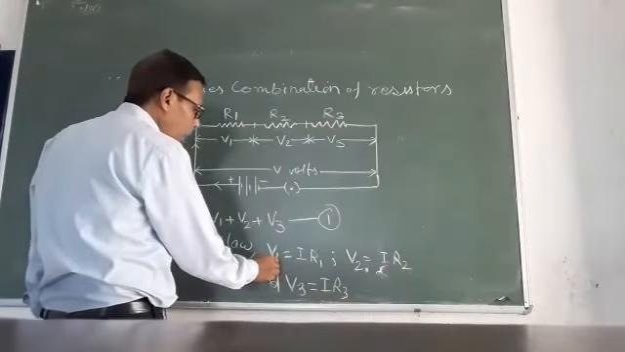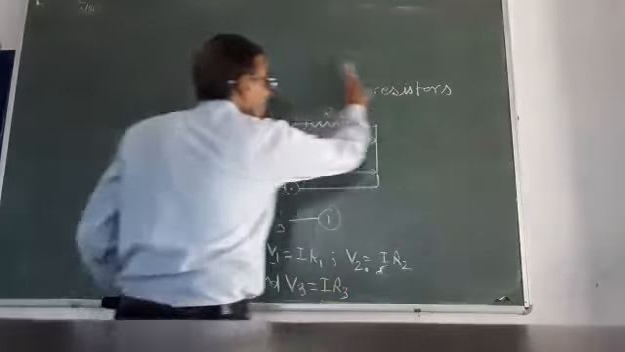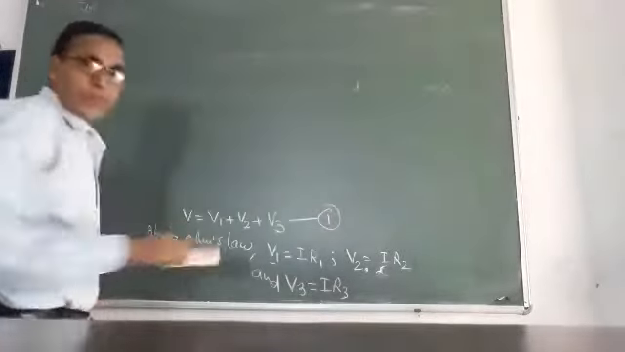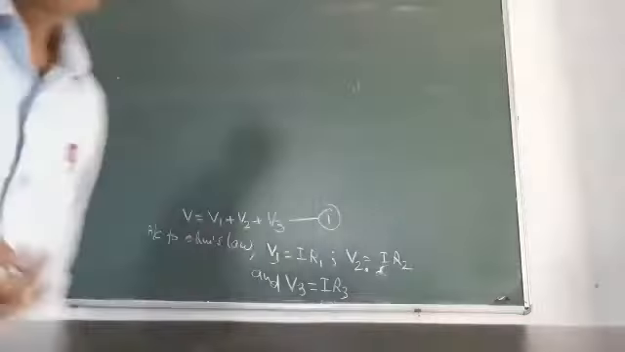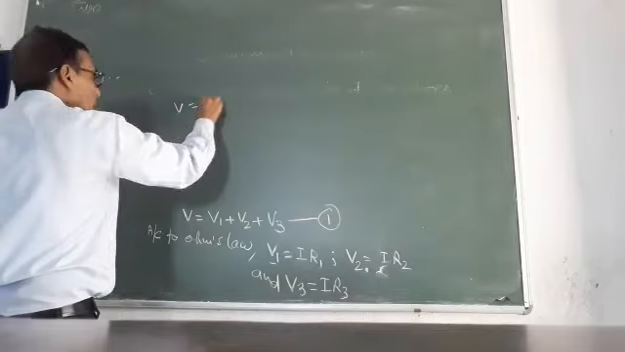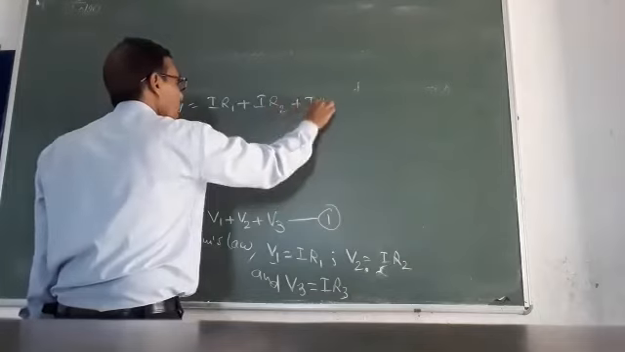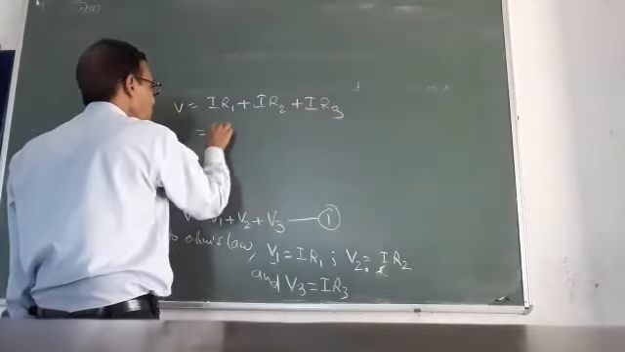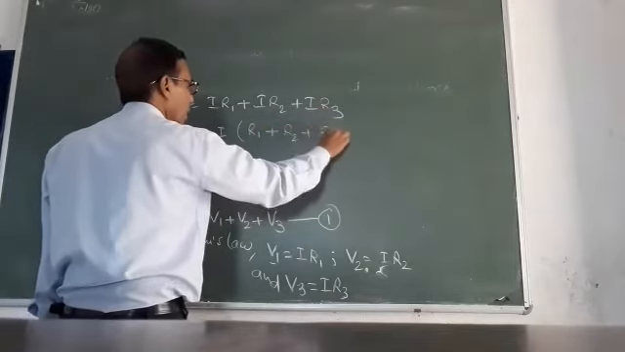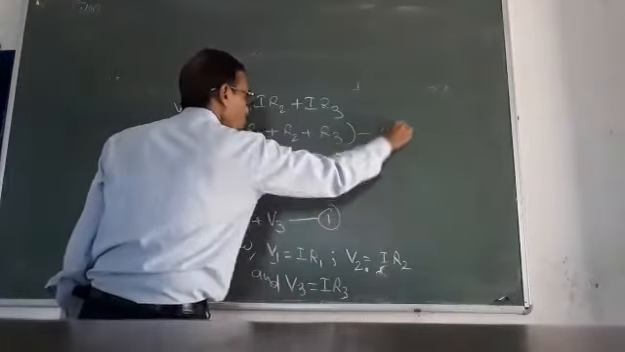Now this value of V1, V2 and V3 we have to substitute in equation 1. Then V is equal to I R1 plus I R2 plus I R3. I is common, so V is equal to I times R1 plus R2 plus R3. Suppose this is equation number 2.